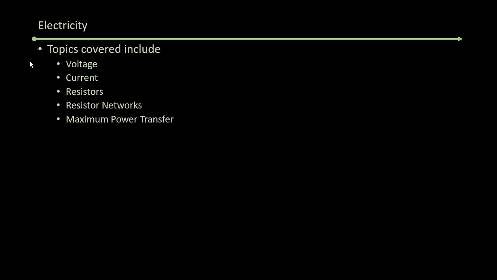Electricity. You got to study electricity. Why? It's what we use for generating sound most of the time. We use electricity all the time in the generation, transmission, recording, you name it. So we're going to look at voltage, current, resistors, resistor network, power, maximum power transfer. That's a big one when it comes to how do you hook up your speakers.